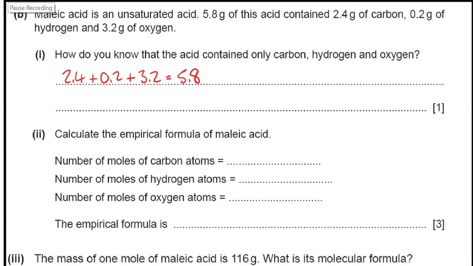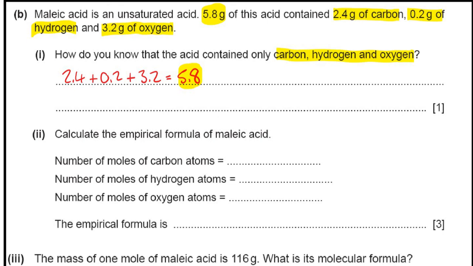So first part of the question was worth 1 mark. How do we know the acid contained only carbon, hydrogen and oxygen? Well, as they've told us this many grams of carbon, this many grams of hydrogen and this many grams of oxygen, add them up together, that's 5.8, and it says here it's 5.8. So therefore the numbers add up, so therefore it must be only carbon, hydrogen and oxygen.